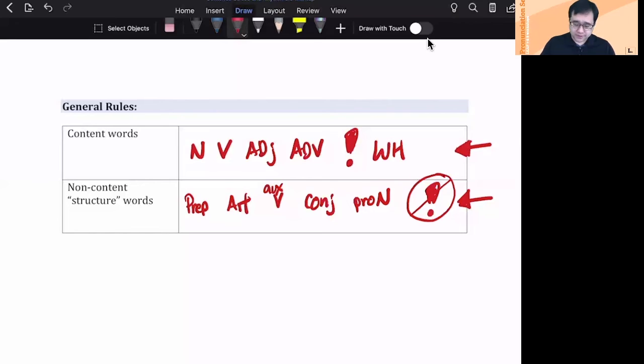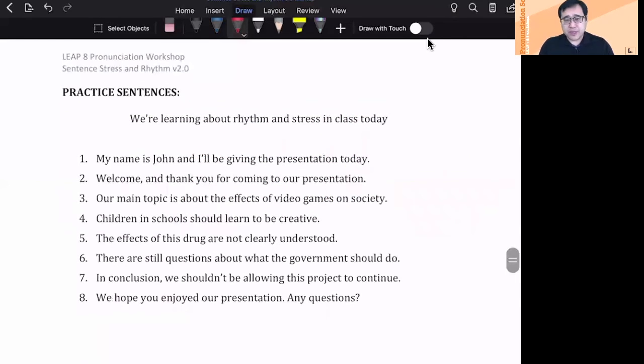Now, how can we practice this? The simplest way to practice this is to take a sentence and first identify the content words. After you identify the content words, we practice giving it proper emphasis. For example, here's a sentence. We're learning about rhythm and stress in class today. Okay. Now again, I wouldn't read it emphasizing every word. We're learning about rhythm and stress in class today. It sounds very strange. So the first thing we're going to do is look at the key content words. Which words contain the most important information? And again, if we're not sure, we'll look at nouns, verbs, adverbs, adjectives, things like that.